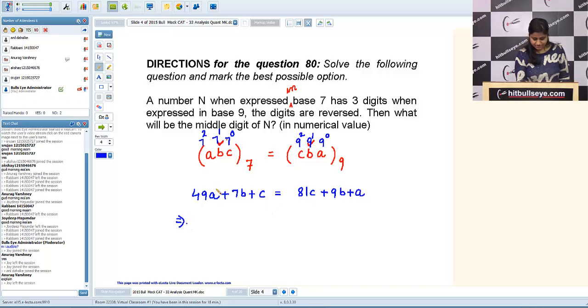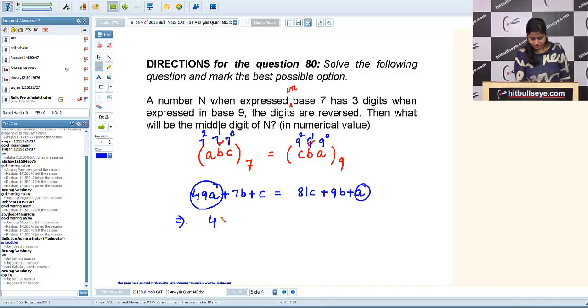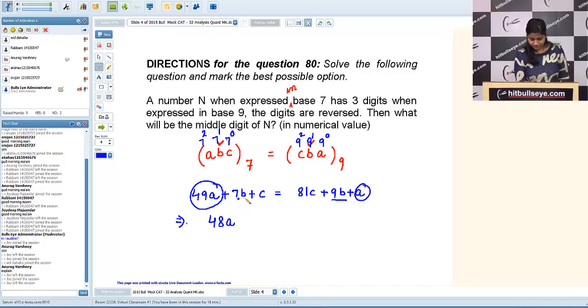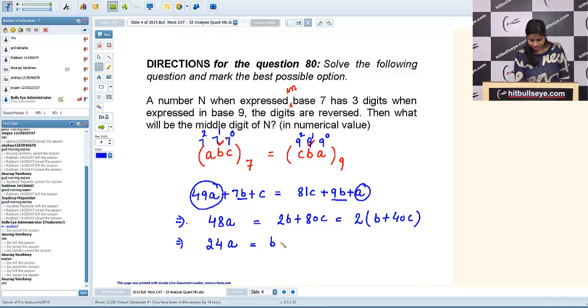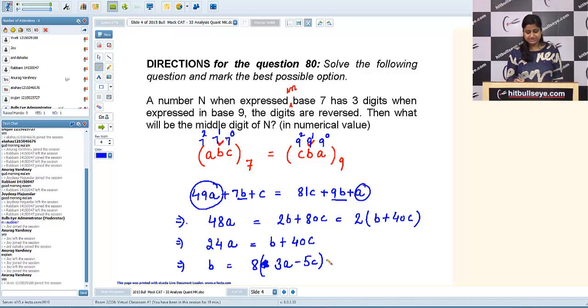If you solve it, this is 49A, this is A, so it becomes 48A is equal to 2B plus 80C. Are you getting me, Anurag? So it becomes 24A is equal to B plus 40C. So B will be 24A minus 40C, which becomes, if we take 8 out, it becomes this way. Is it okay? Now, from here we can say that B is a multiple of 8.